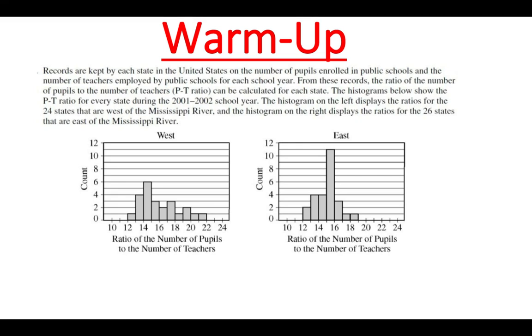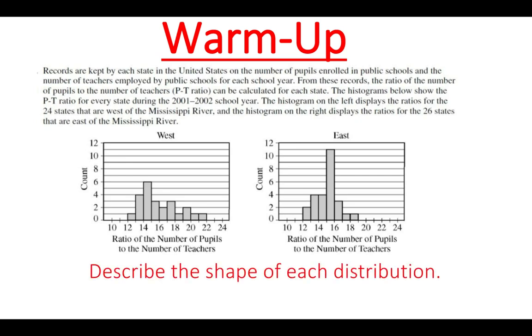All right, for today's warm-up, I want you to look at these two histograms here. These represent the student-to-teacher ratio or pupil-to-teacher ratio for the east of the Mississippi versus the west of the Mississippi. The first thing I want you to do is describe the shape of each distribution. So the west, what that distribution shape is, and then the east.